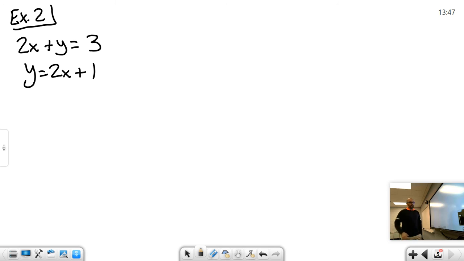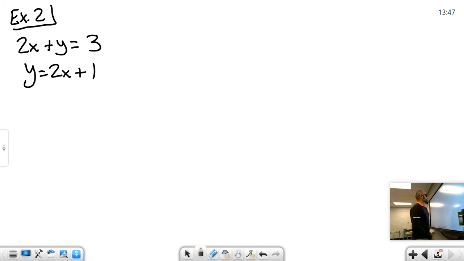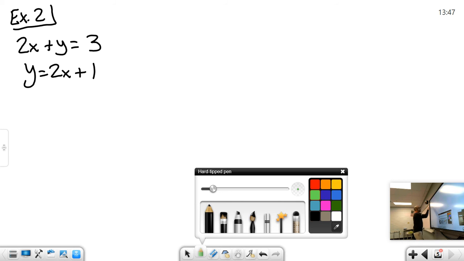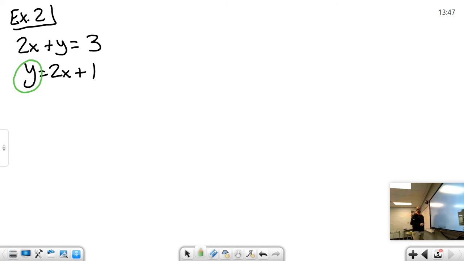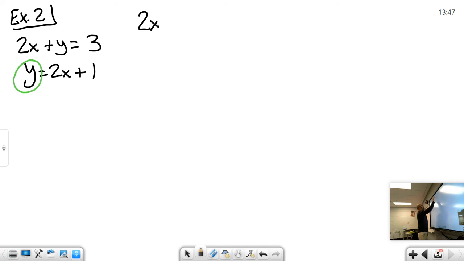So if I look at my last page, step 1 tells me to make sure at least one of the equations is solved for a variable. In this example, we have both equations. In my next example, I have one equation that is solved for a variable. I have y equals right here. It doesn't mean I have to take this other one and solve it for x or y. I don't have to. So what we're going to do is take my 2x plus y equals 3.